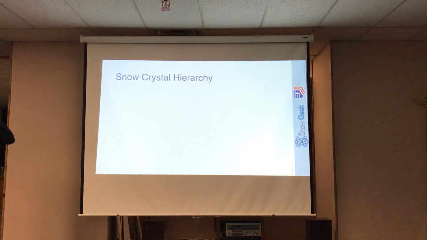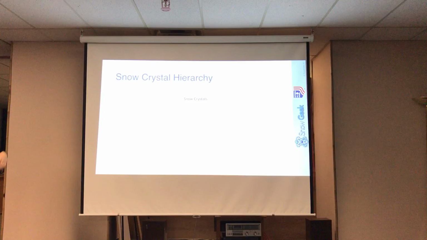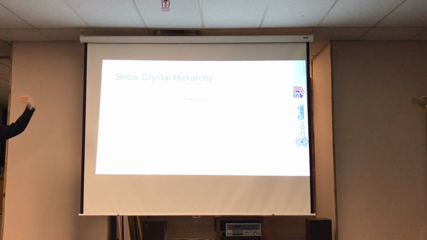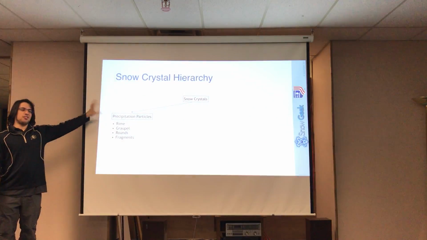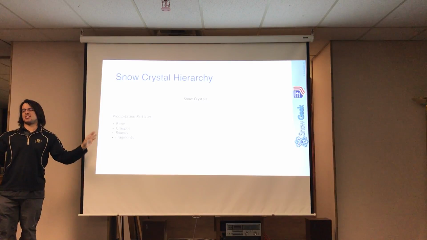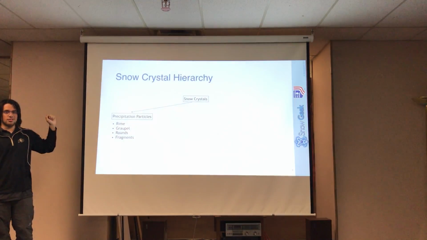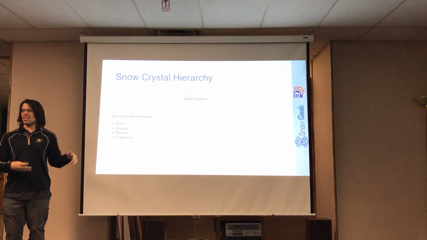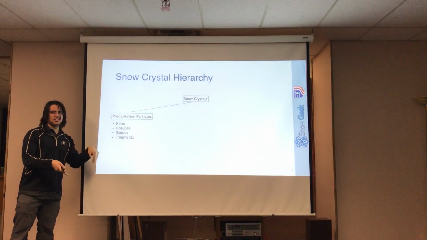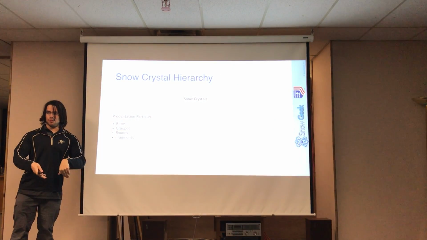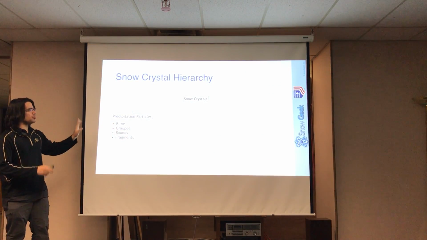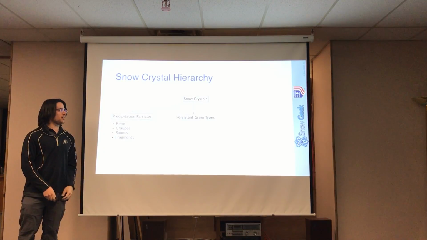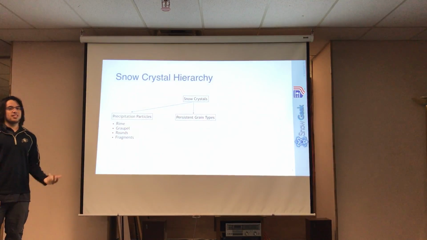So to try and fix these ideas in your head, we're going to look at a snow crystal hierarchy. There's different types, and there's a whole bunch of subcategories. But they're precipitation particles. Generally, anything that comes from the sky is a precipitation particle. And for our purposes, what we really care about is once these things are in the snowpack, then what happens to them. Sometimes it matters, like graupel does some interesting things, but mostly we're going to talk about once it's in the snowpack. Then there are persistent grain types.